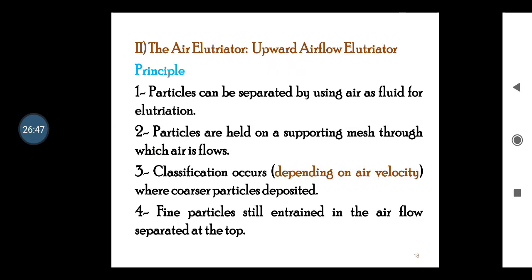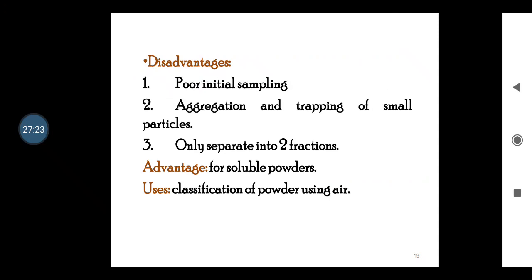We'll see the air elutriator, that is the upward airflow elutriator. The principle related to the air elutriator is that particles can be separated by using air as the fluid for the elutriation. The particles are held on a supporting mesh through which the air flows. Classification occurs depending upon the air velocity, where coarser particles are deposited and fine particles are still entrained in the air flow and separated at the top. The disadvantages of this method are poor initial sampling, aggregation and trapping of small particles, and separation into only two fractions.